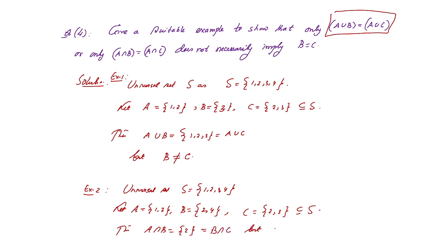But our observation is that B is not equal to C, because B contains the element 4 but C does not contain the element 4. So B and C are not equal. By showing this example, we showed that a single condition, either A union B equals A union C, or the single condition A intersection B equals A intersection C, does not necessarily imply B equals C.